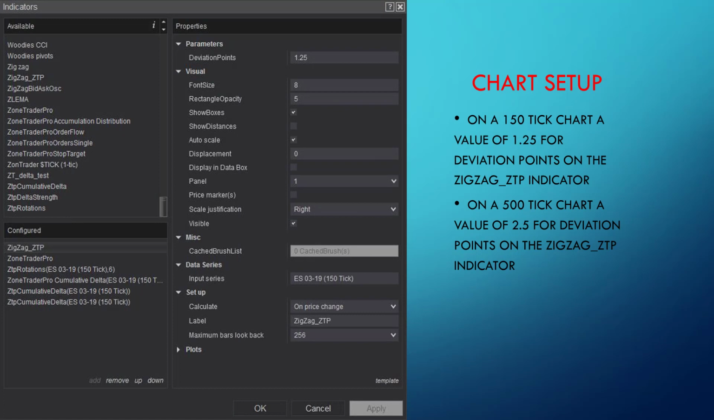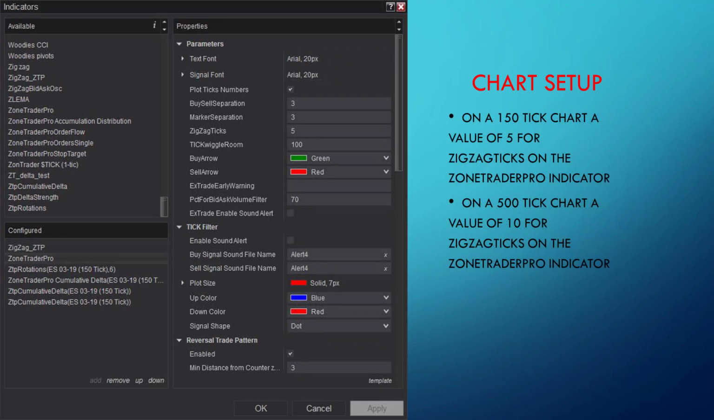To set up the charts for these trades, on the zigzag ZTP indicator for a 150 tick chart, we put a deviation point of 1.25 in the indicator. On the 500 tick chart, we put a value of 2.5 for the deviation points on the zigzag ZTP indicator. For the ZoneTraderPro indicator on a 150 tick chart, we put 5 for the zigzag ticks, and on a 500 tick chart, we put a value of 10 zigzag ticks.